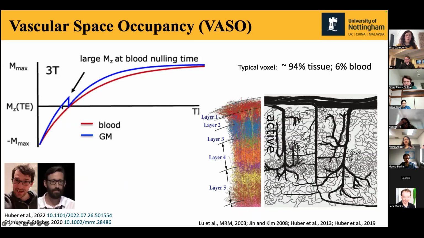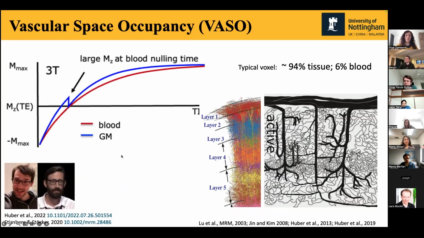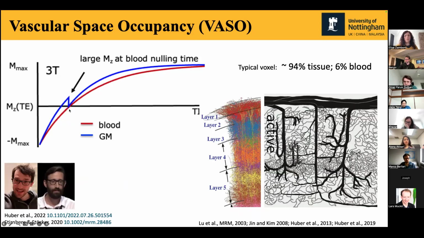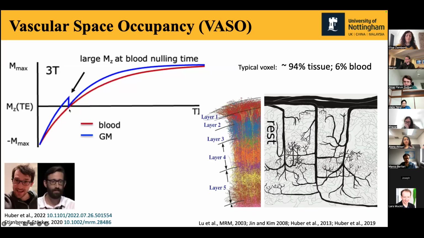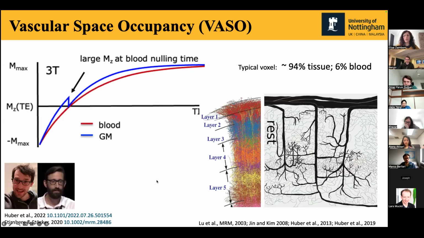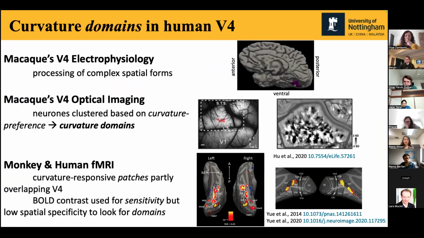Because during activation there is an increase in blood volume, the vessels take up more space. We have a decrease in the amount of tissue within the same voxel, which means the signal that we are measuring is a decrease in the MR signal, which is thought of as being proportional to changes in blood volume. And this is what we've used to run these curvature domain experiments, mapping curvature domains in human V4. Now, curvature is yet a different type of visual feature, not quite low level.